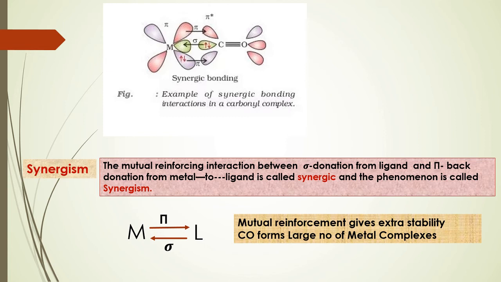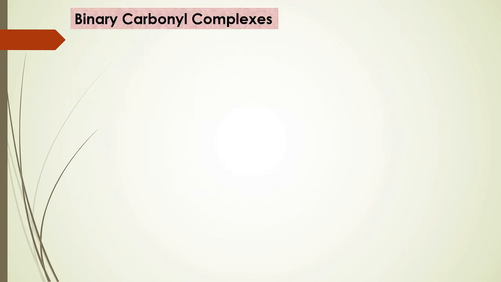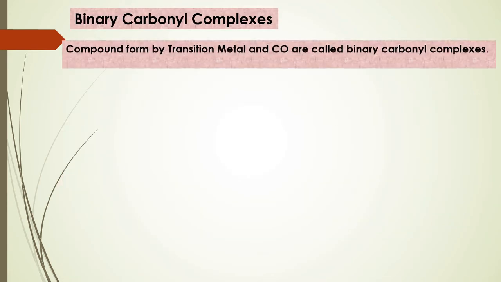Now we will see which types of metal complexes are formed. Generally, binary carbonyl complexes are formed. These compounds are formed by transition metals or inner transition metals and carbon monoxide. So these are called binary carbonyl complexes. All these are acid pi complexes.